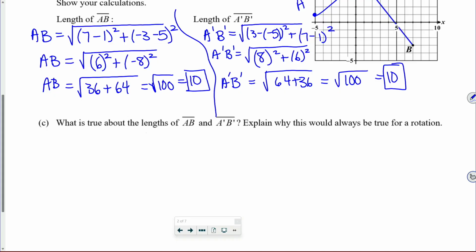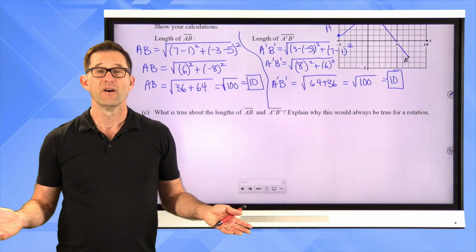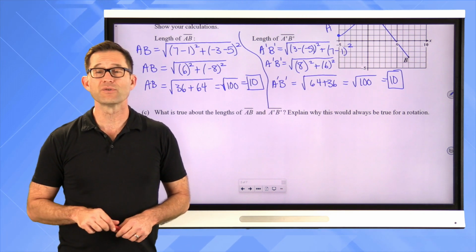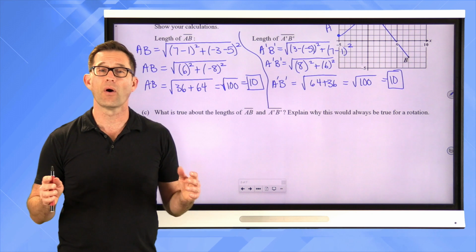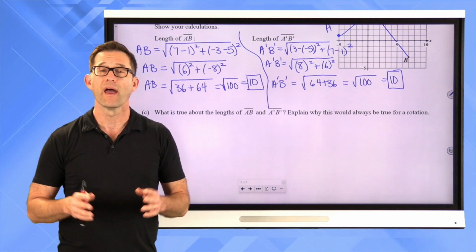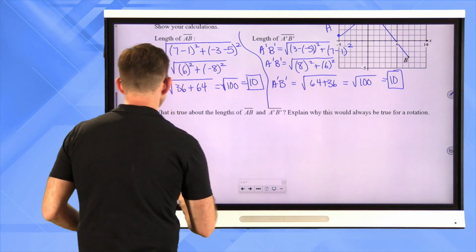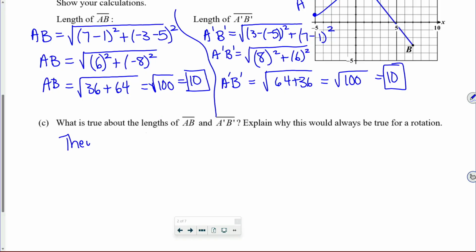Letter C. What is true about the lengths of segment AB and segment A'B'? Explain why this would always be true for a rotation. Well, what is very obvious is that their lengths are the same. And why is it always true for any rotation? It's because all rotations are rigid motions, and rigid motions preserve distance. All right? So they are equal. That answers the first question.